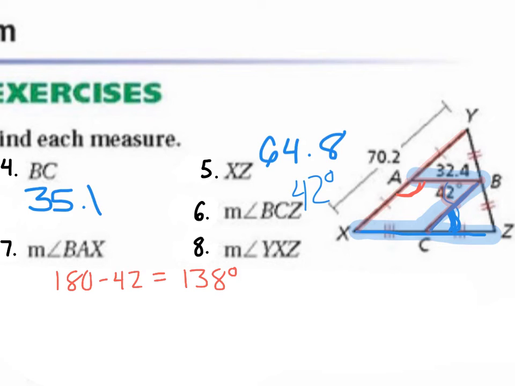Okay, number 8. How do we find the measure of YXZ? ABC and BCZ are alternate interior, and then BCZ and YXZ are corresponding. So what would the measure of YXZ be? 42.